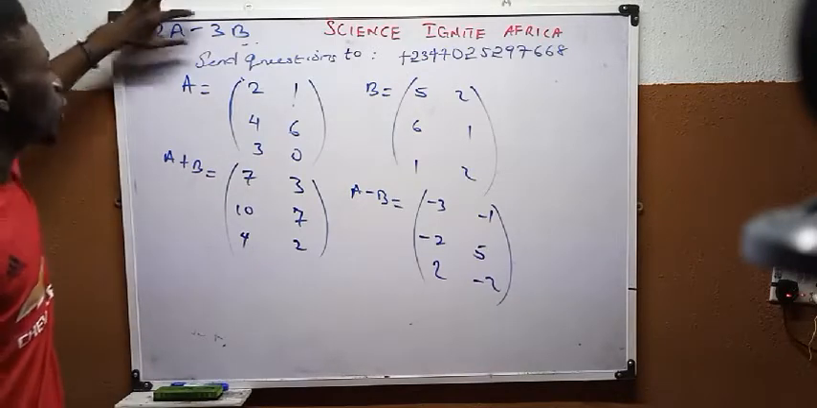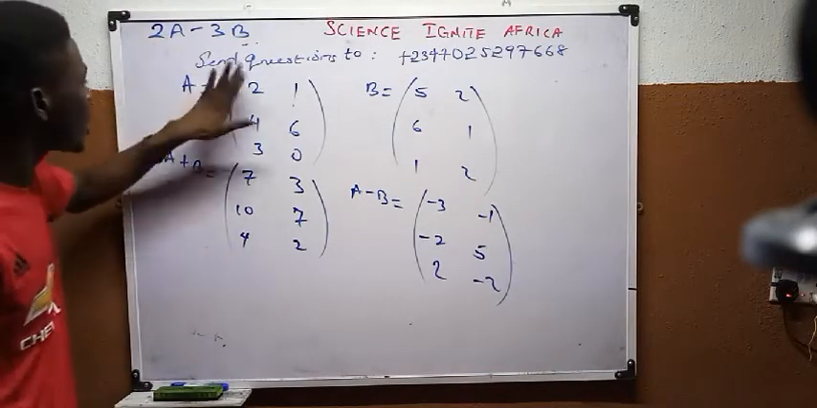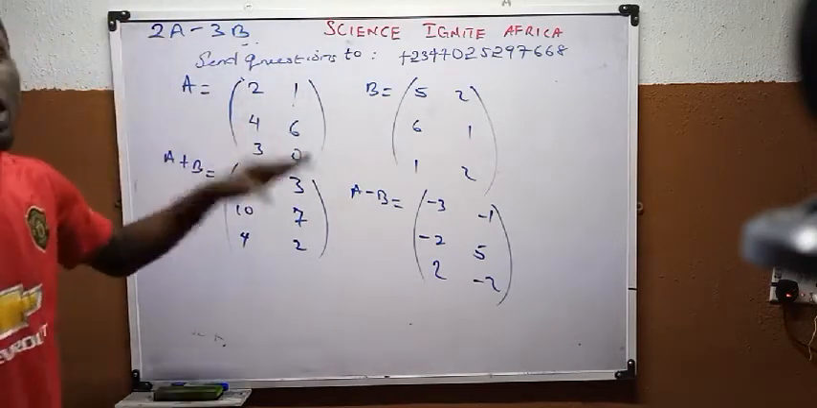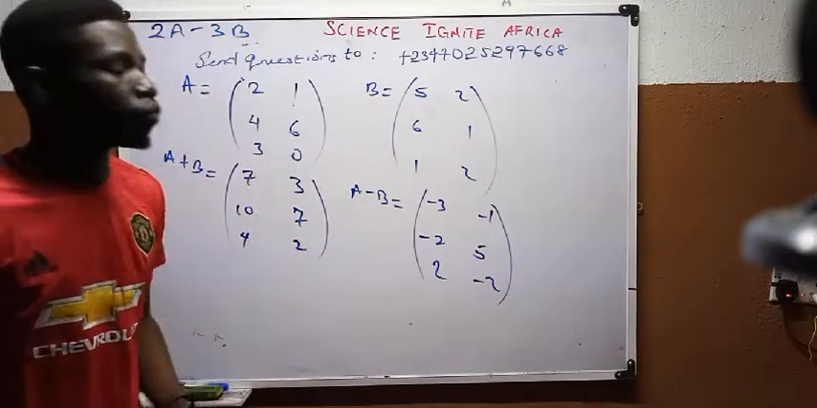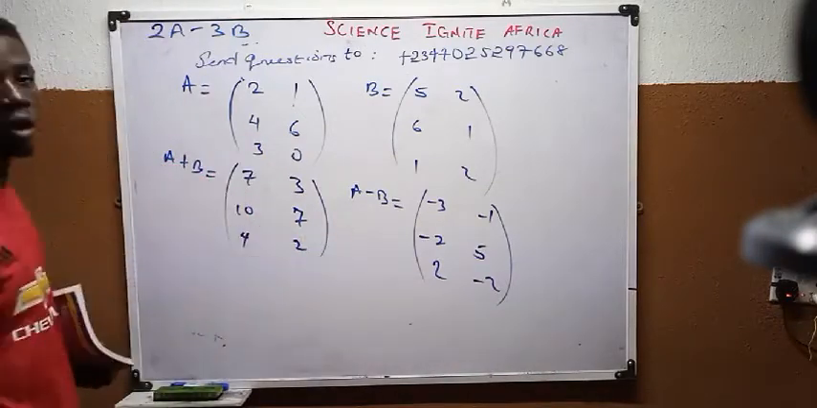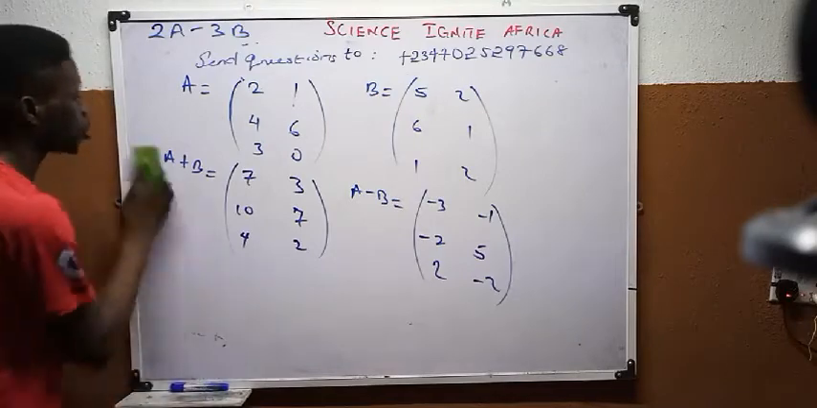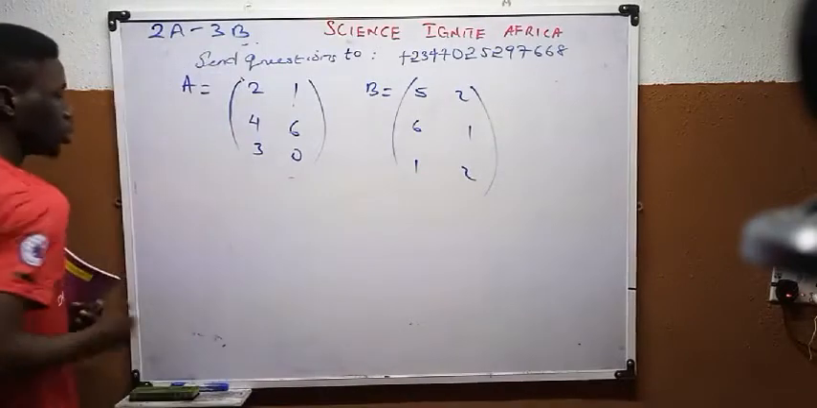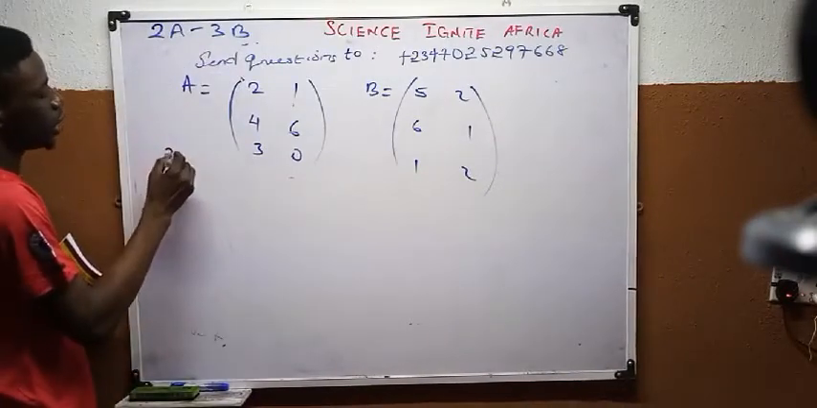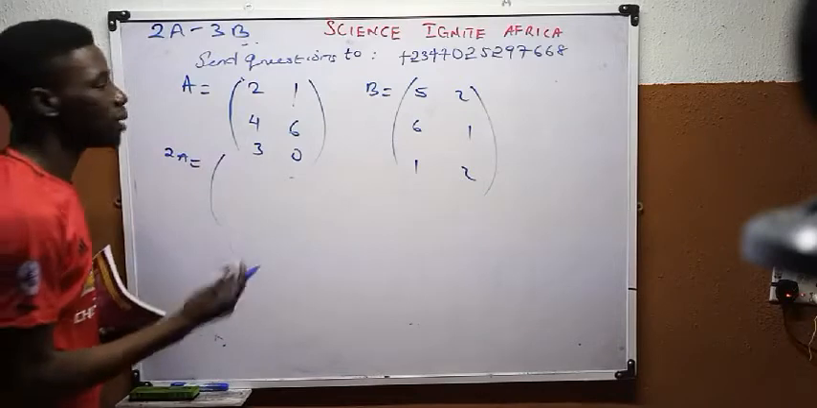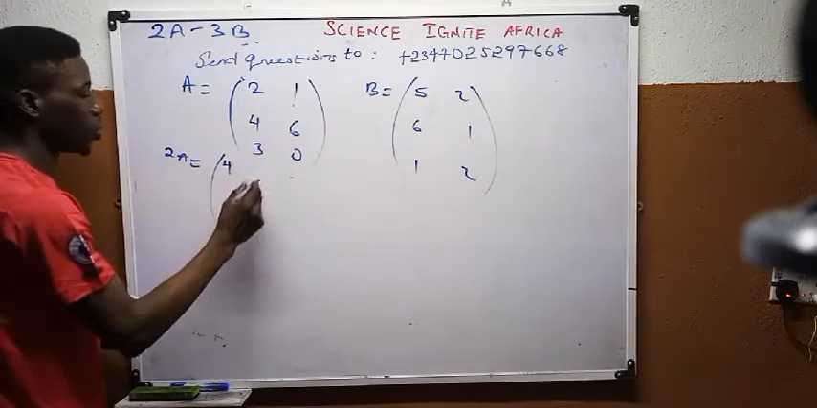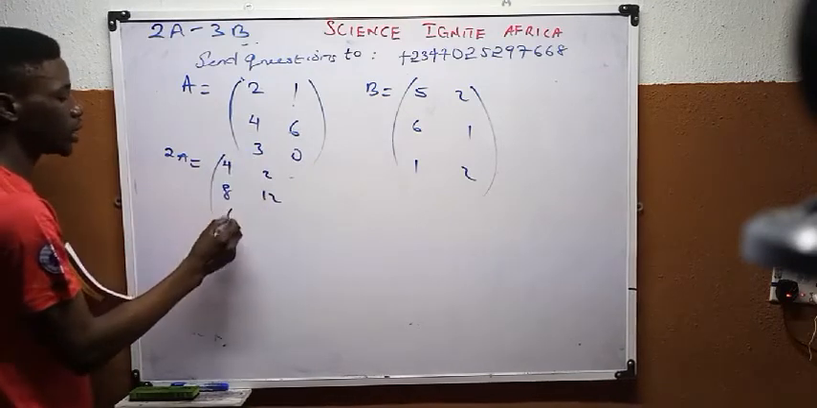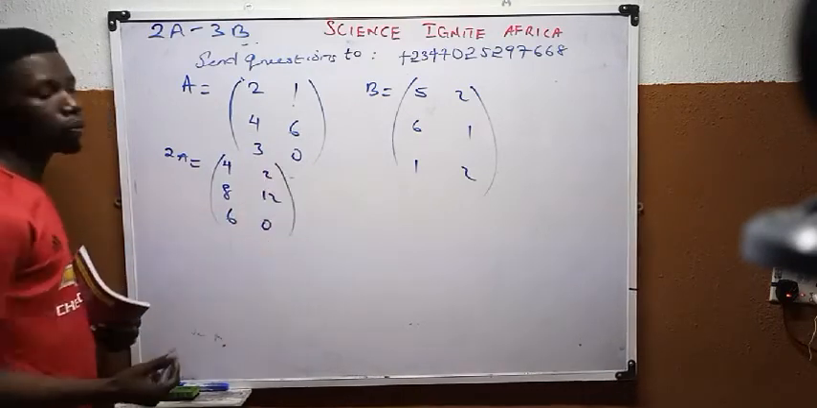So for this 2A, all you have to do is multiply every number here by 2. Then this matrix will change from A and become 2A. I believe this one is already clear, so let me proceed to the example at the top here. If A is this, then 2A will be everything in A multiplied by 2. So 2 times 2 is 4. 2 times 1 is 2. 2 times 4 is 8. 2 times 6 is 12. 2 times 3 is 6. And 2 times 0 is 0.